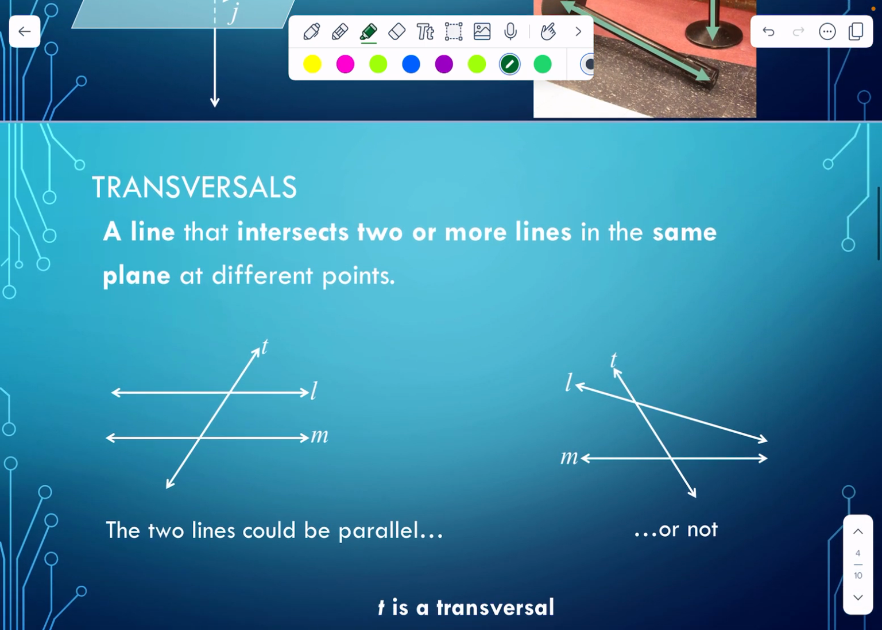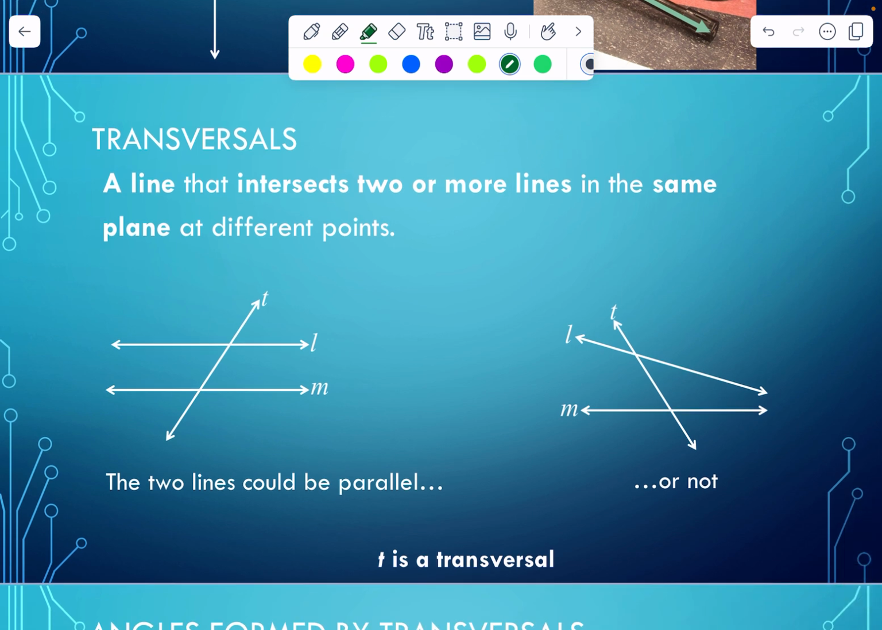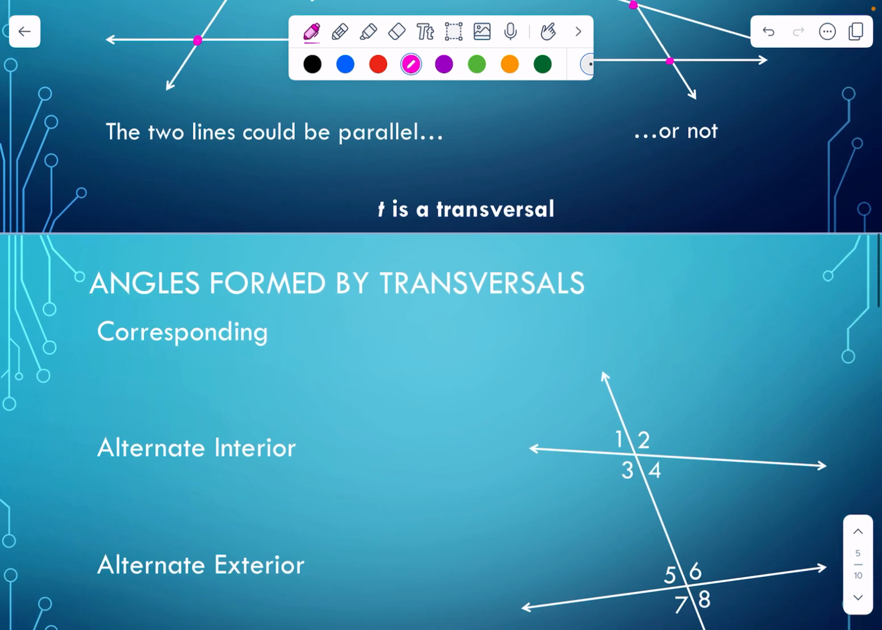Transversals, a line that intersects two or more lines in the same plane at different points. So if you look at this first drawing here, you have line L and line M, and it is intersected by transversal T. Over here we have line L and line M, and again it is intersected by transversal T. Now, these two lines could be parallel or they don't have to be. So understand there are different rules that apply here. The next part of this, we're going to talk about some theorems that are based simply on two parallel lines cut by a transversal or intersected by a transversal.